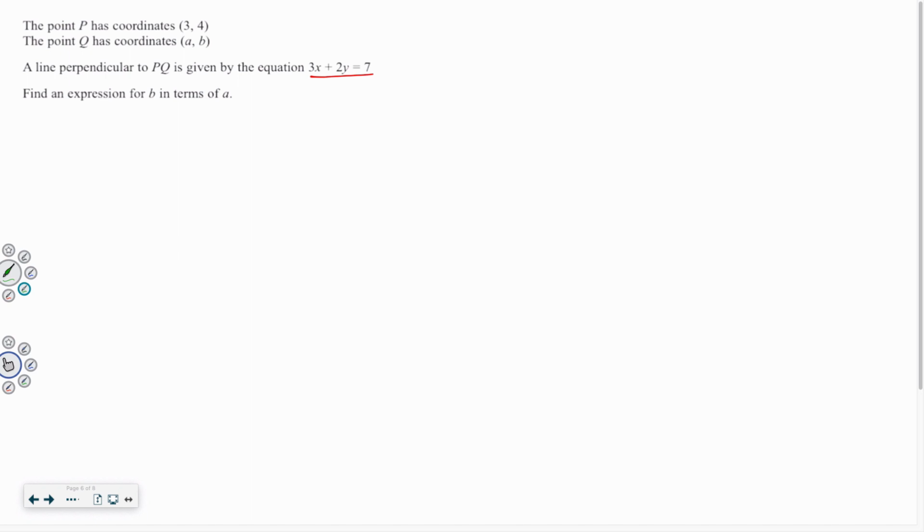What we want to get this in is a form that we can recognise. And the form at GCSE that you can recognise is y equals mx plus c, where m's your gradient and c is your y-intercept. So we're going to do a little bit of algebraic manipulation and rearranging to get this equation in the form y equals mx plus c. So the first thing I'm going to do is minus 3x from both sides, but I'm going to write the minus 3x first. And then I'm going to divide by 2 to get y on its own, to give us negative 3 over 2 x plus 7 over 2.